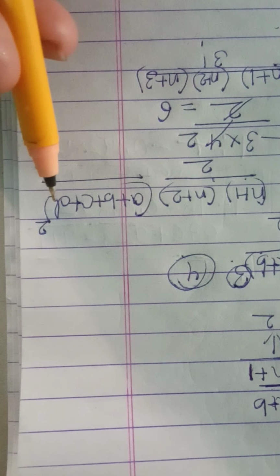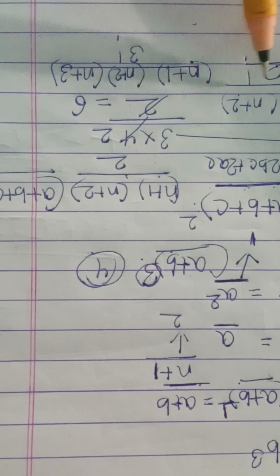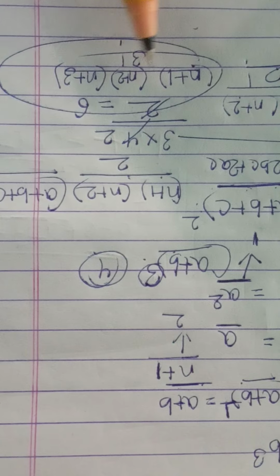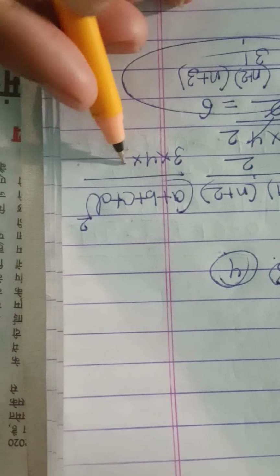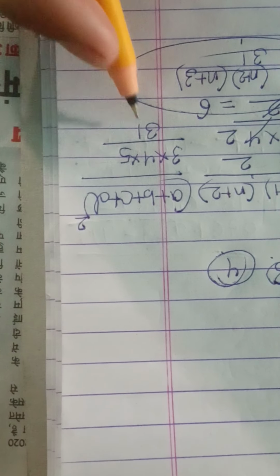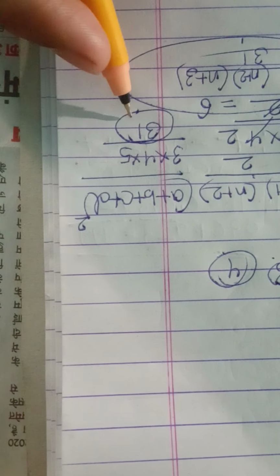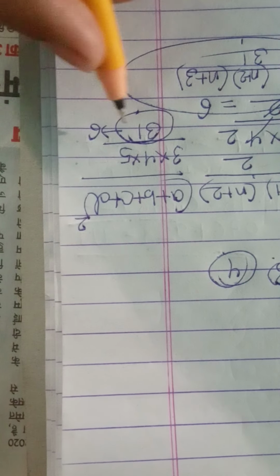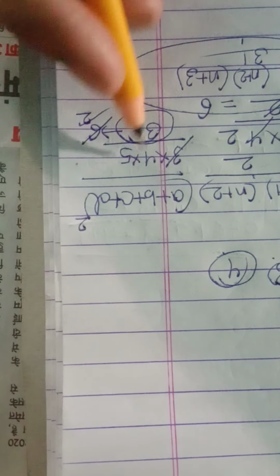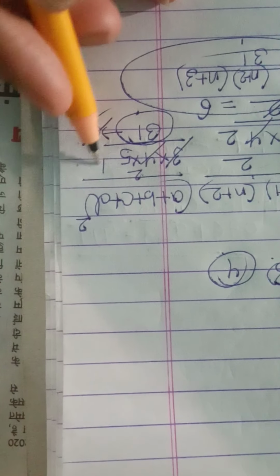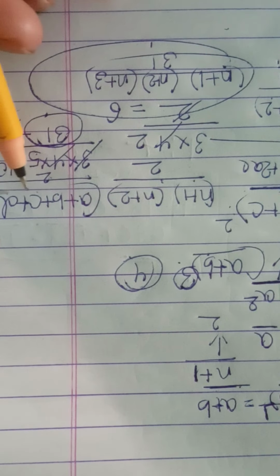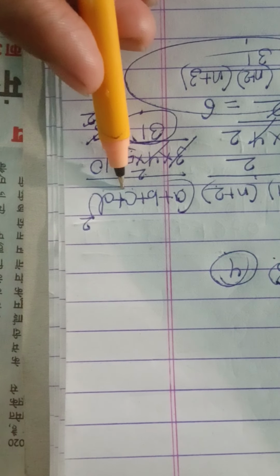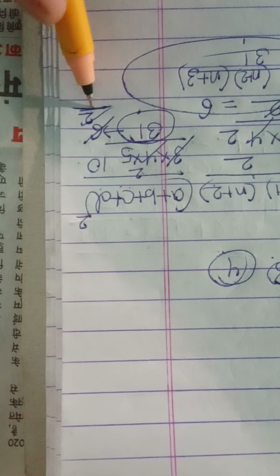If we put the value 2 in place of n in this expansion, we get 3 into 4 into 5 upon 3 factorial, and 3 factorial is 6. So 3 twos are 6, 2 twos are 4, 2 fives are 10. It means in a plus b plus c plus d whole square we get the number of terms is 10.